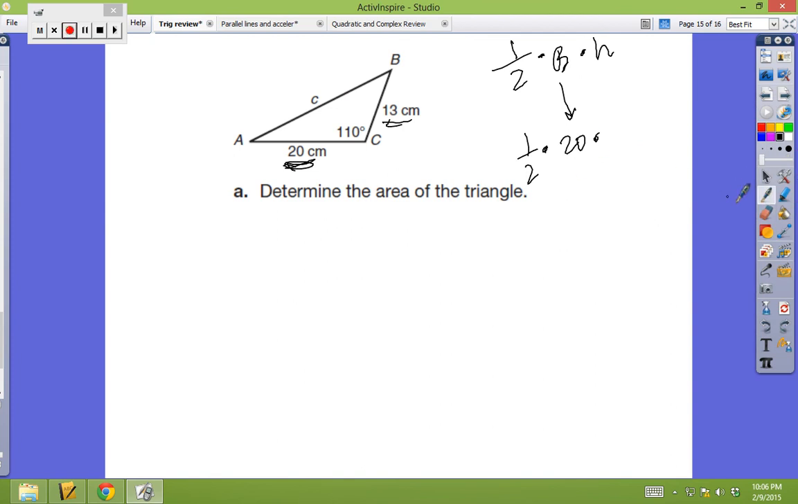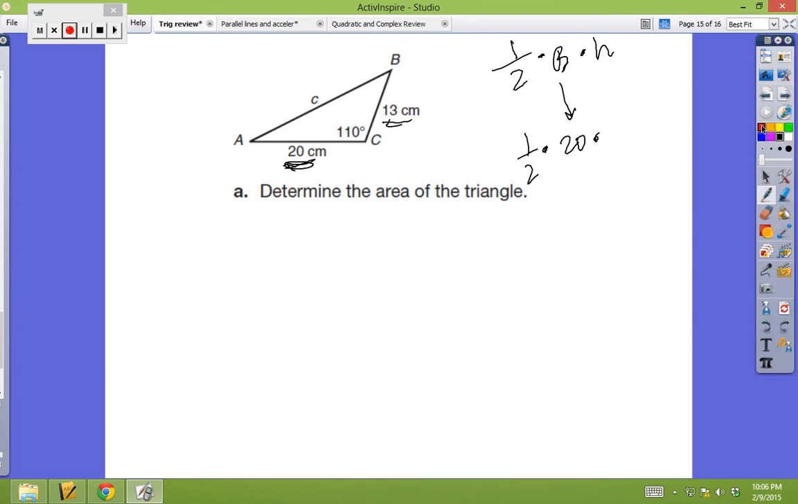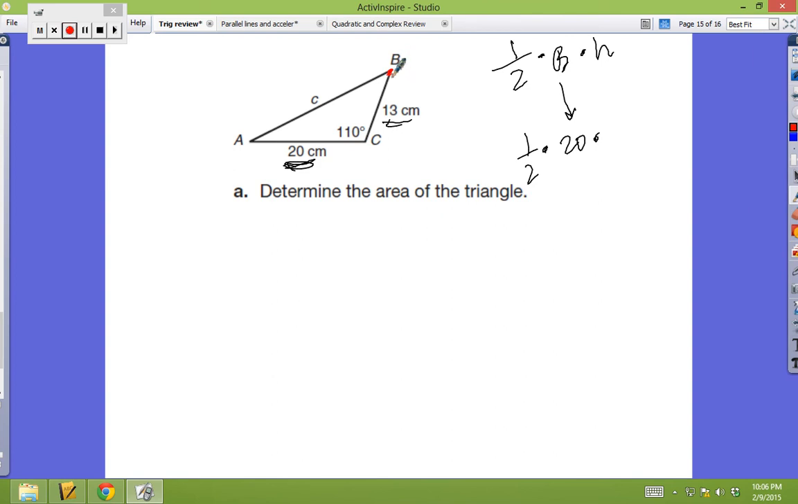Okay, 20 is going to be my base. So the height has to go and hit my base. So it's got to go from B and it's got to drop straight down. So I've got to extend my base out. So it's going to go from B, it's going to drop straight down and hit your base. So I need to find this piece right here.